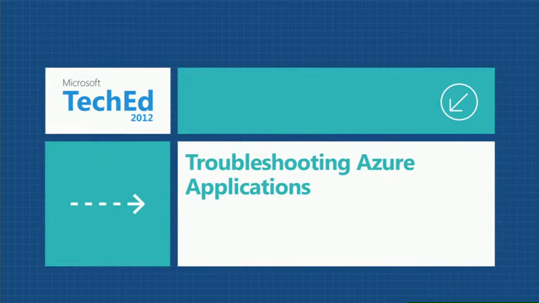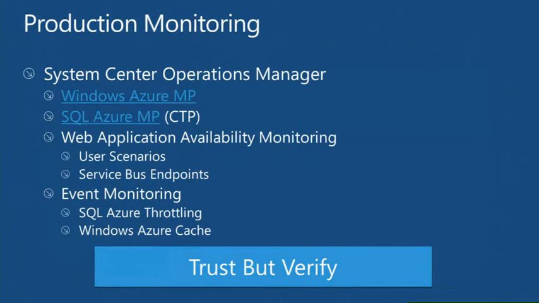So now we kind of went through the whole development life cycle from a support perspective, things that are a little different, things you need to be aware of. So now that we're in production, let's talk a little bit about troubleshooting the Azure applications. And really, the first step to troubleshooting is even knowing you're having a problem. And the best practice we have right now for an enterprise application is to use System Center Operations Manager.